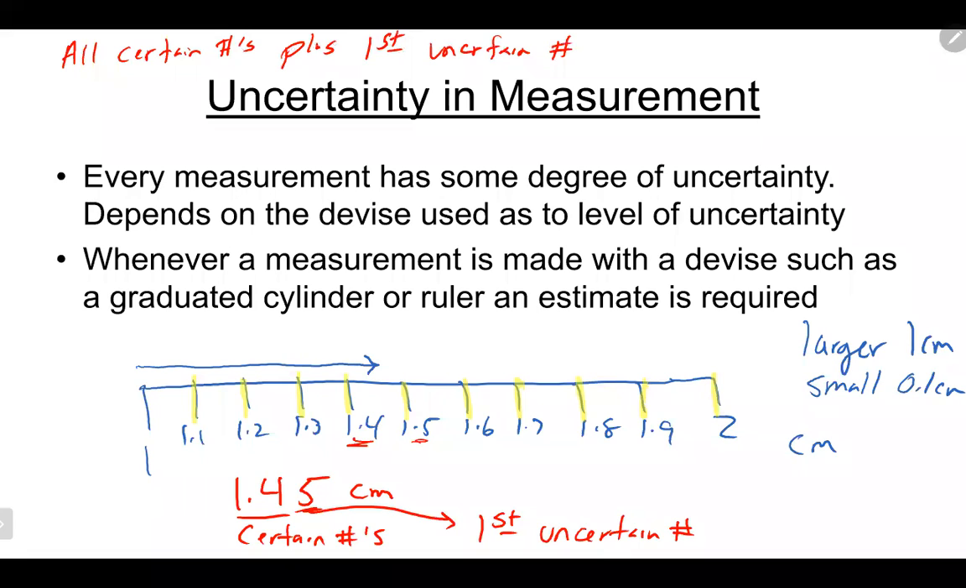And actually, when you look at a measurement and record all the certain numbers plus that first uncertain number, that really is what significant figures are. That is really what significant figures are, which means this measurement right here would have how many significant figures? It would have 3 significant figures.